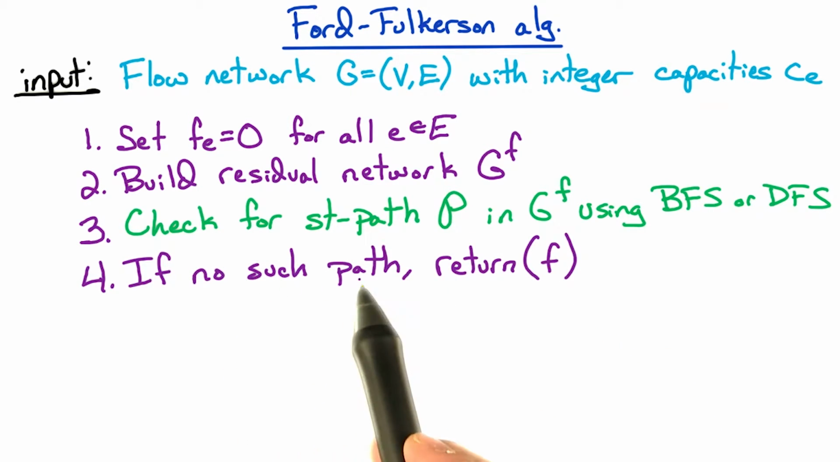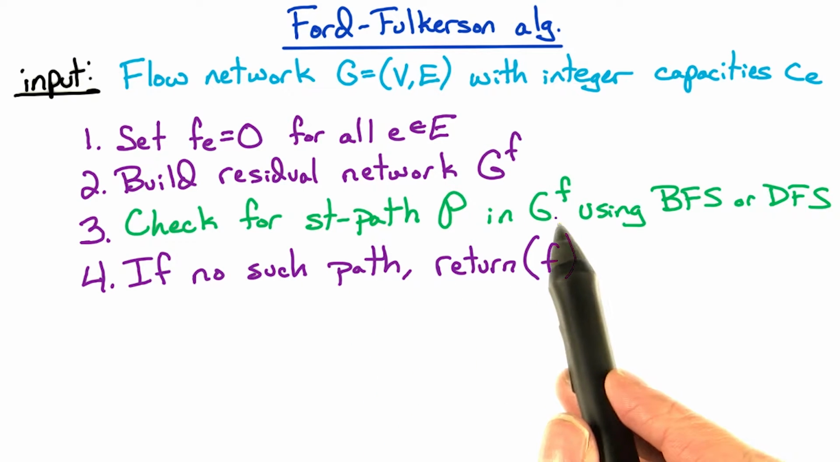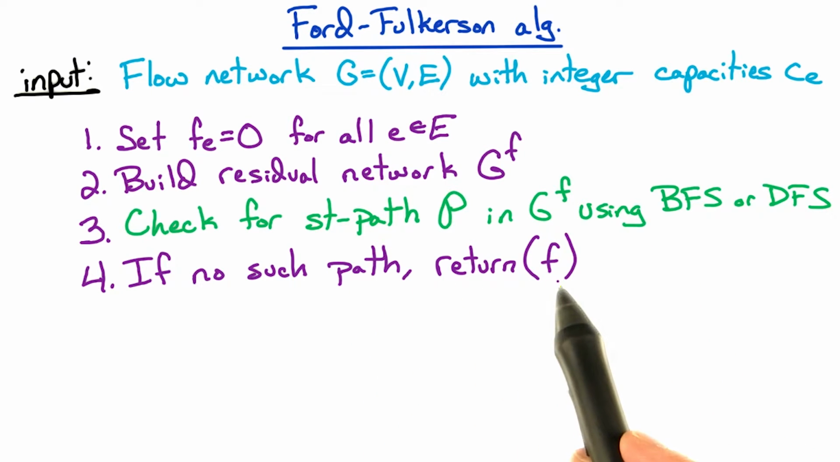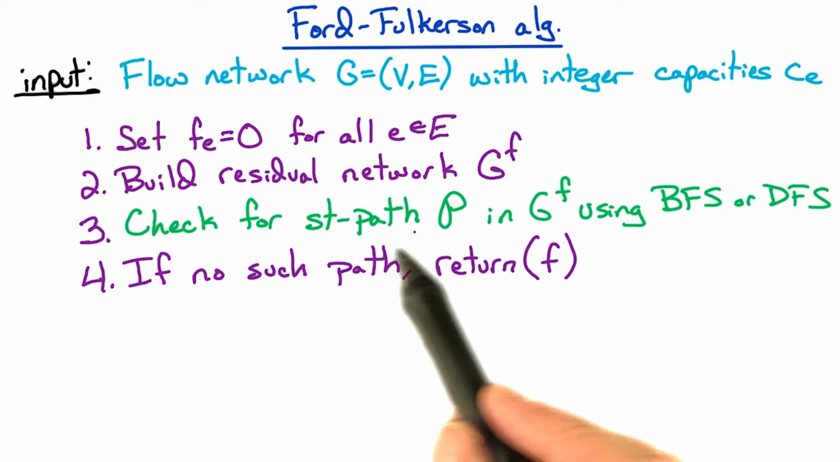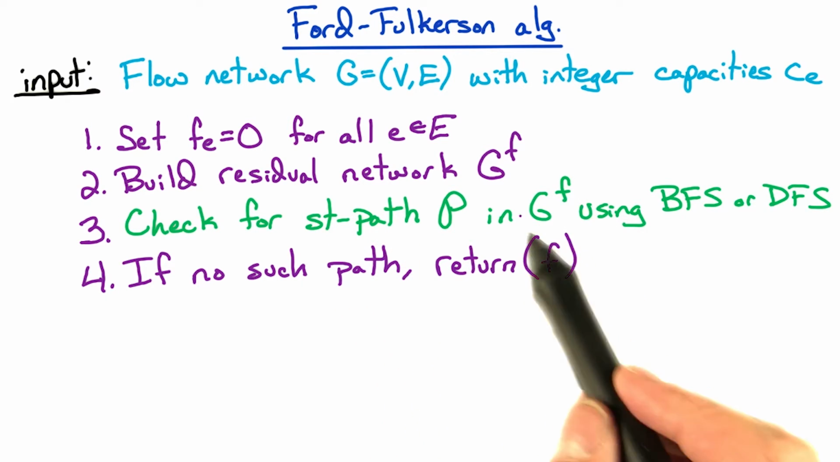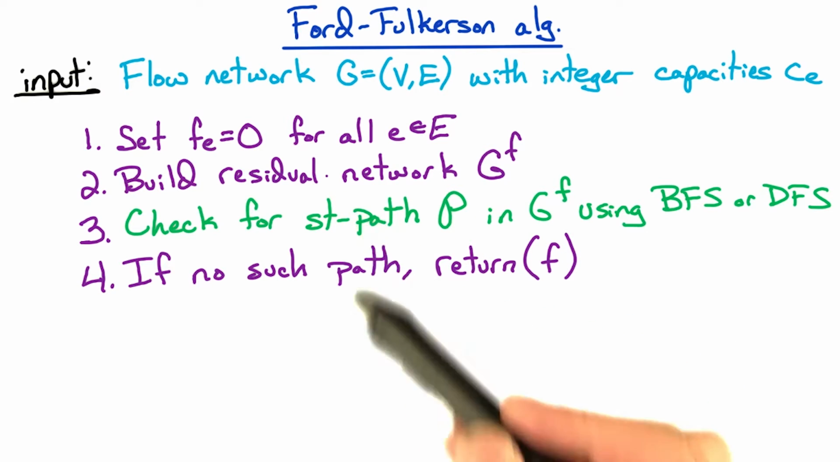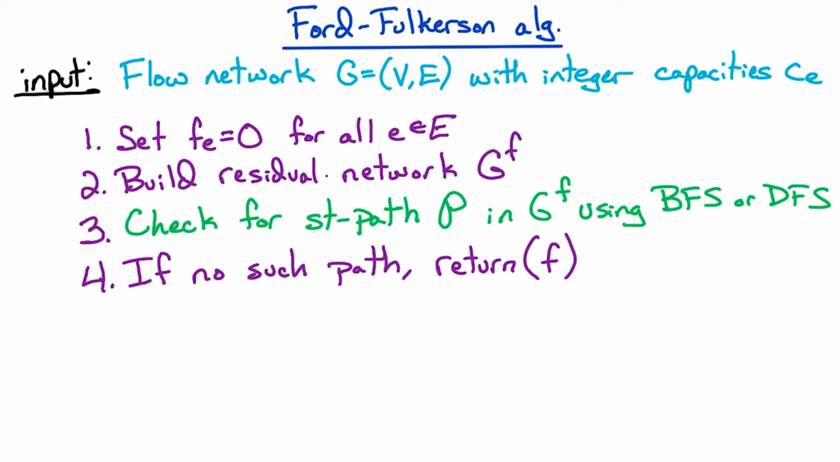Now if no such path from S to T in the residual network exists, then we return the current flow. We'll prove later that if there is no augmenting path, no path from S to T in the residual network, then the current flow is guaranteed to be a maximum size flow.